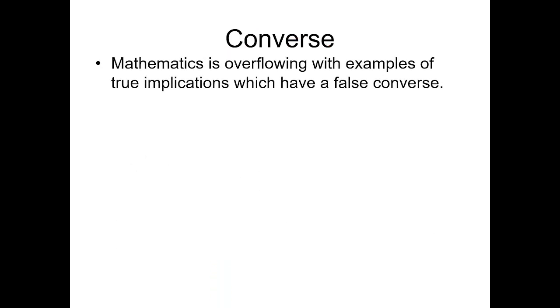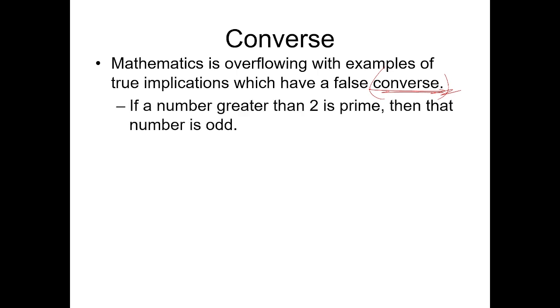So converse. Mathematics is overflowing with examples of true implication which have a false converse. And often we take the converse and inverse for granted. Like I said, we take the truthness, the solidity of the converse as granted. Let's say it. If a number greater than 2 is prime, then that number is odd. So they're telling you that if the number greater than 2 is prime, if P, then O, that number is odd.